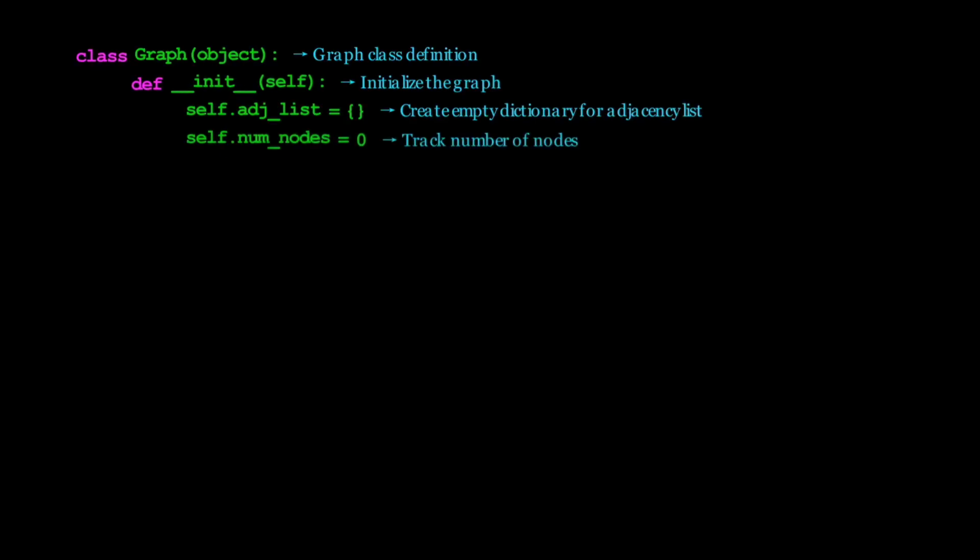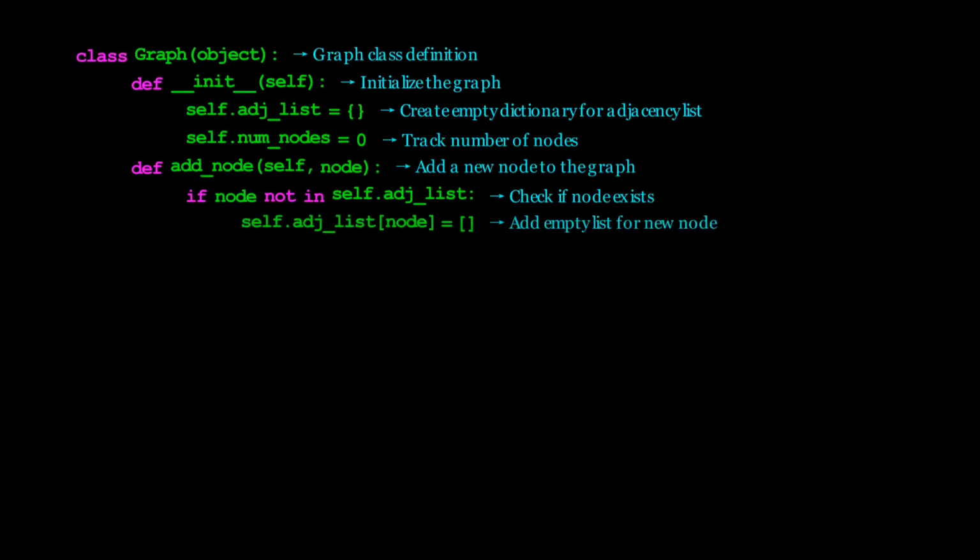Alright, let's implement an adjacency list in Python. We will start by defining a Graph class. The constructor initializes an empty dictionary for the adjacency list. In the add node method, we simply check if the node exists. If not, we add it with an empty list of neighbors and increment the number of nodes.